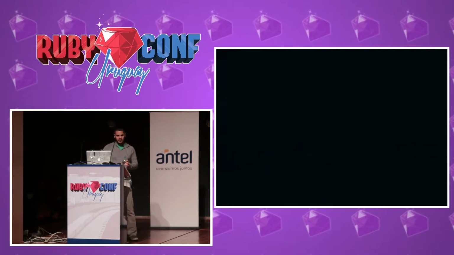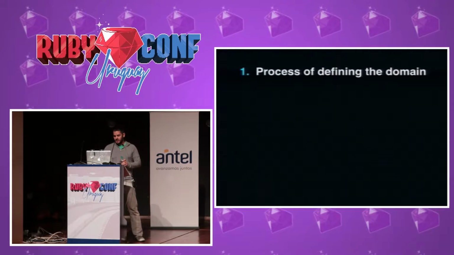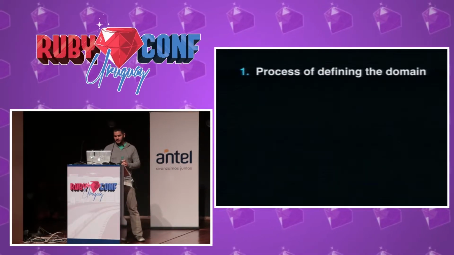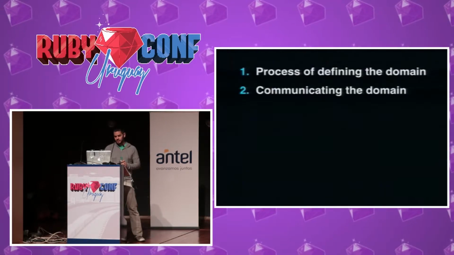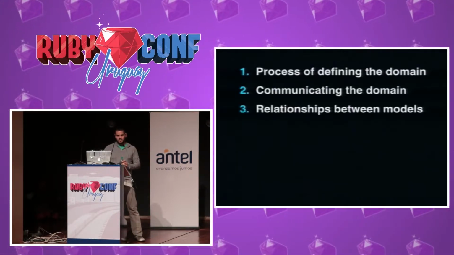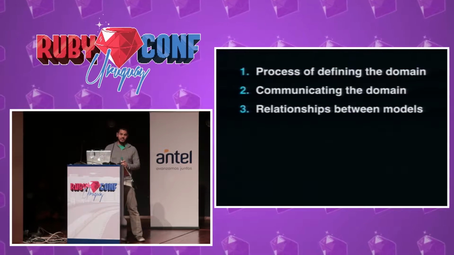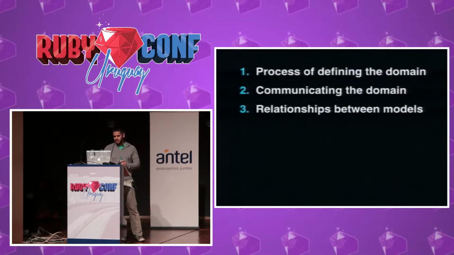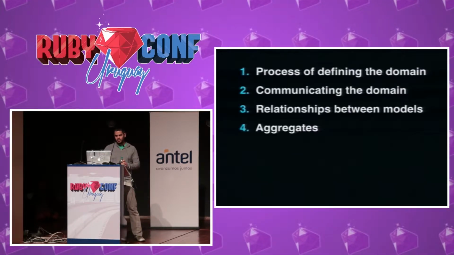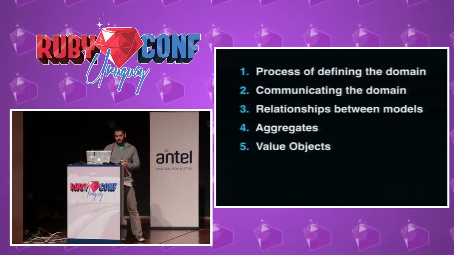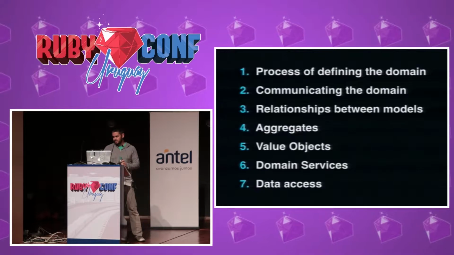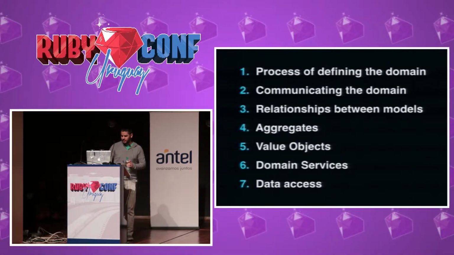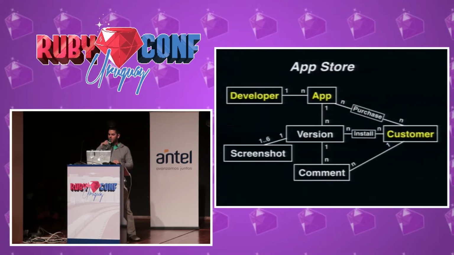So the things that we're going to talk about are: how do you define the domain? How do you communicate the domain with your team? All the different relationships between models and why they matter and why some of them shouldn't be there. What aggregates are, what value objects are, what domain services are, and why data access is important. So let's go back to our domain.